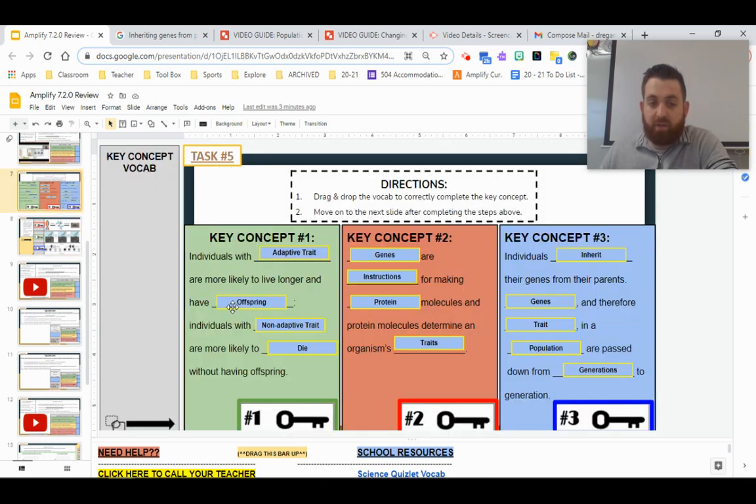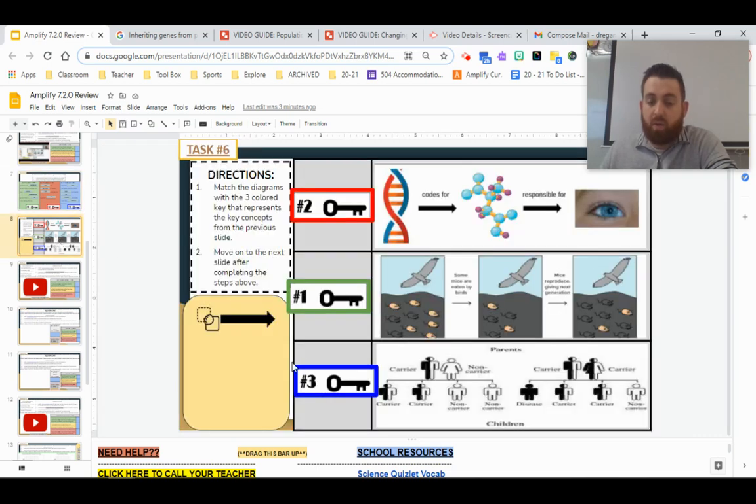Adaptive traits are more likely to live longer and have offspring, and non-adaptive traits are not. So when we look at that, we're looking at this key concept here. We're able to see that the hawk obviously is here. Some mice are eaten, showing that some are living, some are dying. Some mice are reproducing. So the question is, who's reproducing and why?